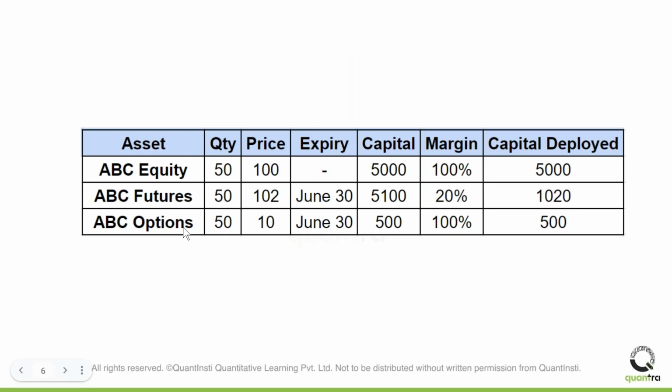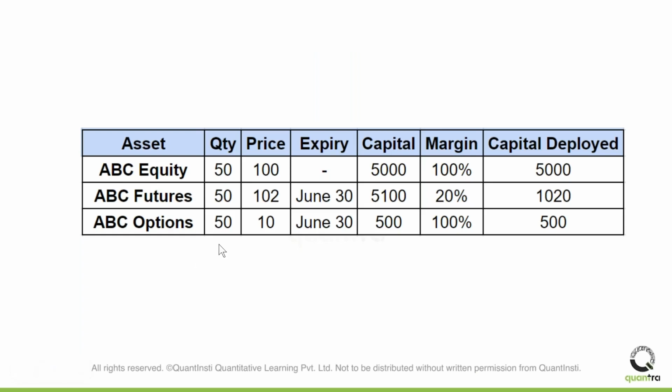Now in the third case, where the user wants to buy call options, the current price of the call option is 10 rupees or $10, and at a quantity of 50, he spends 500. And for options, you need to pay the complete amount required at a 100% margin, so 500. So he spent 500 to take position in options, 1,020 in futures, 5,000 in equity. So he is bullish, and he's just checking what scenario works best for him.